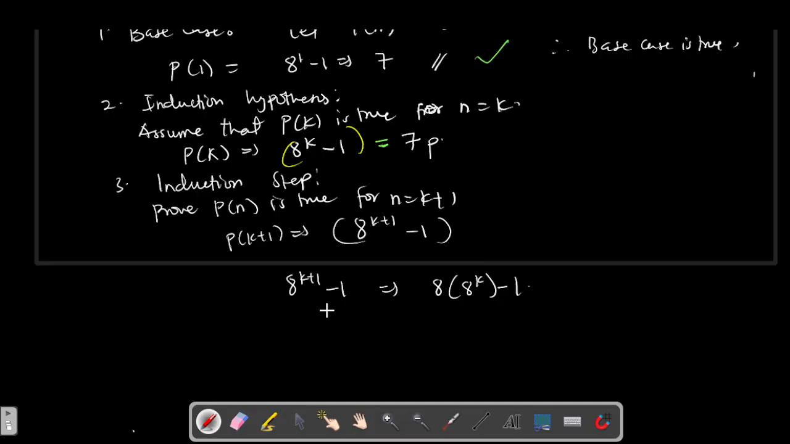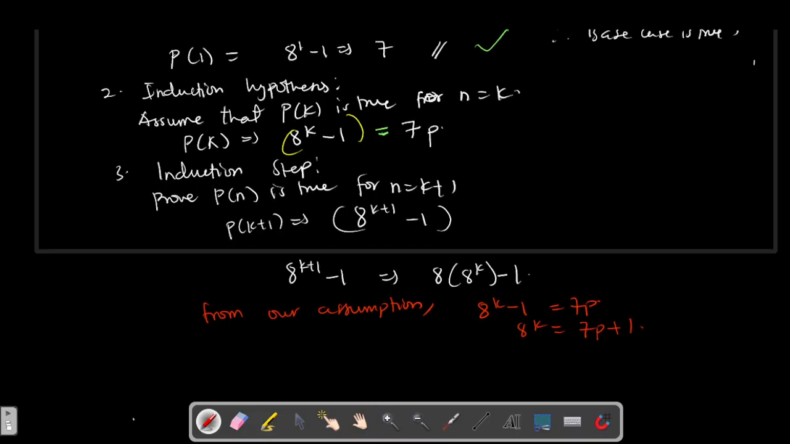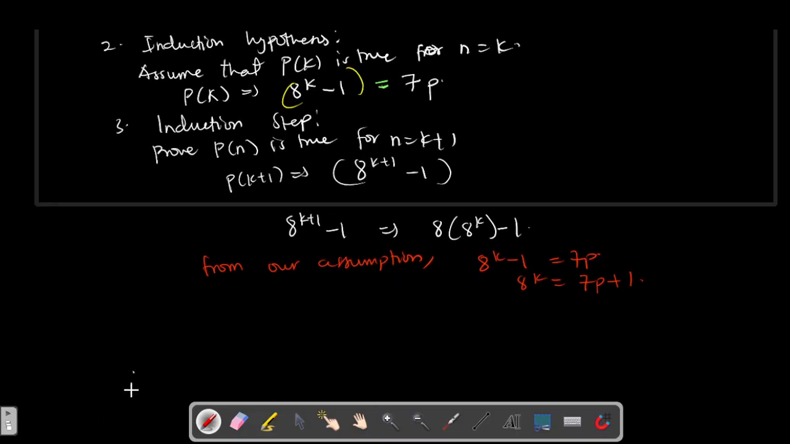From our assumption, we can say that 8 to the power k minus 1 is equal to 7p, making 8 to the power k the subject. I'll have 8 to the power k is equal to 7p plus 1. I'll come and put it inside my inductive step. So I'll simply have 8 multiplying 7p plus 1, minus 1.